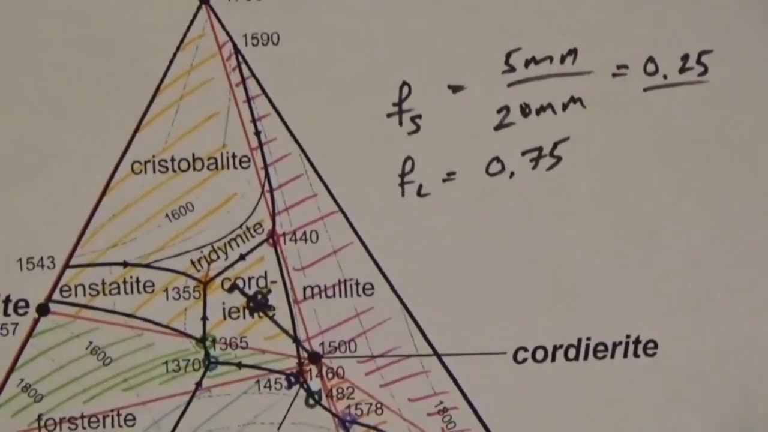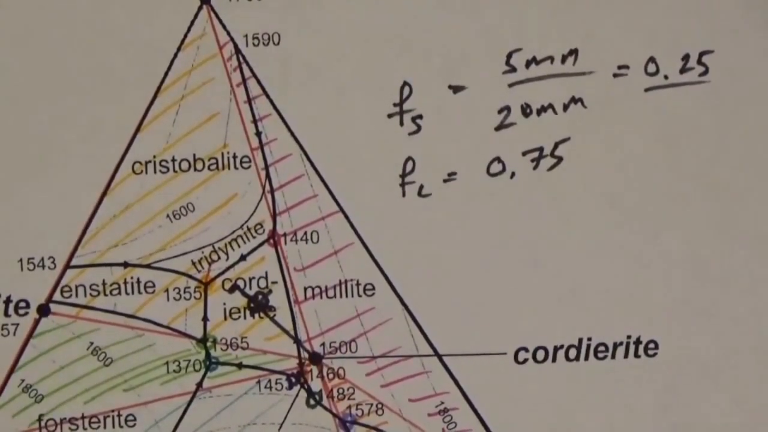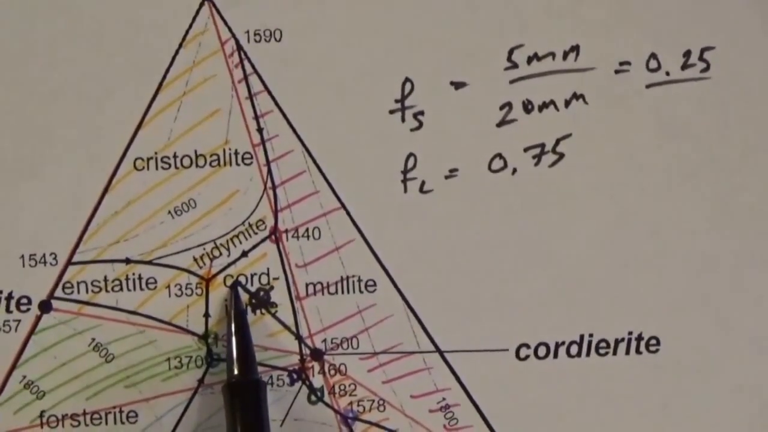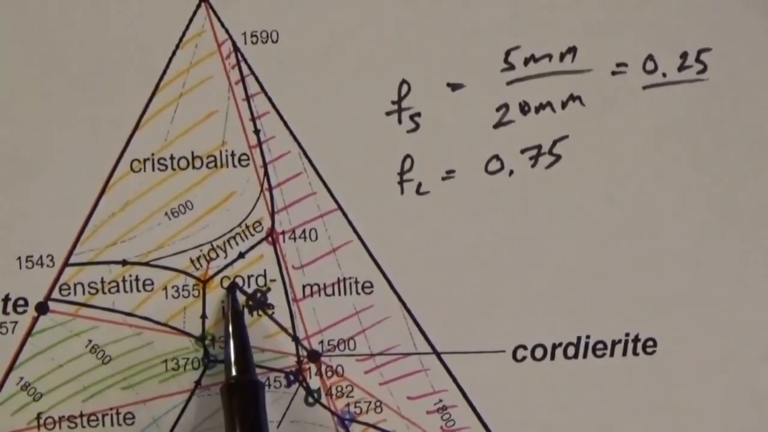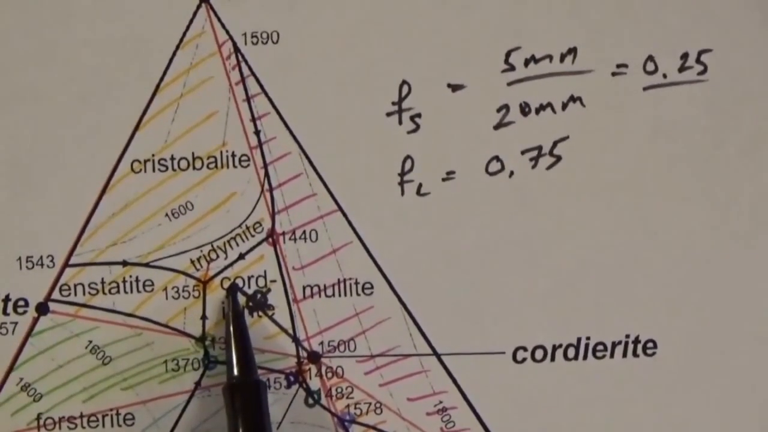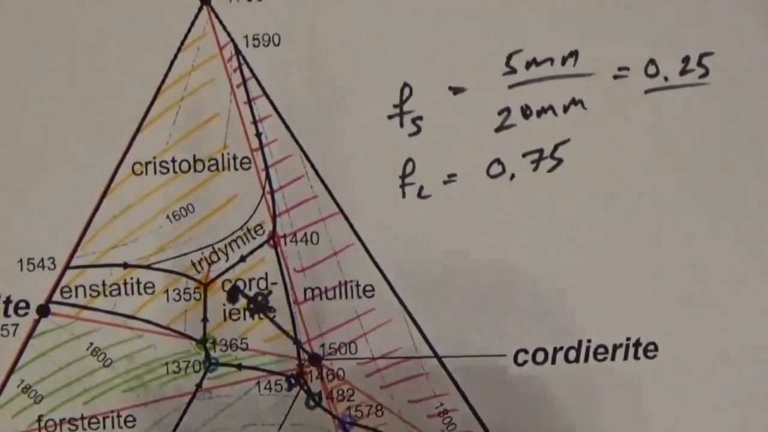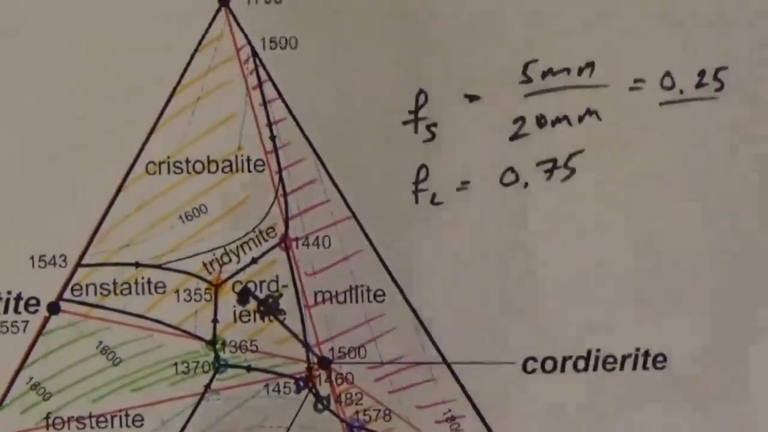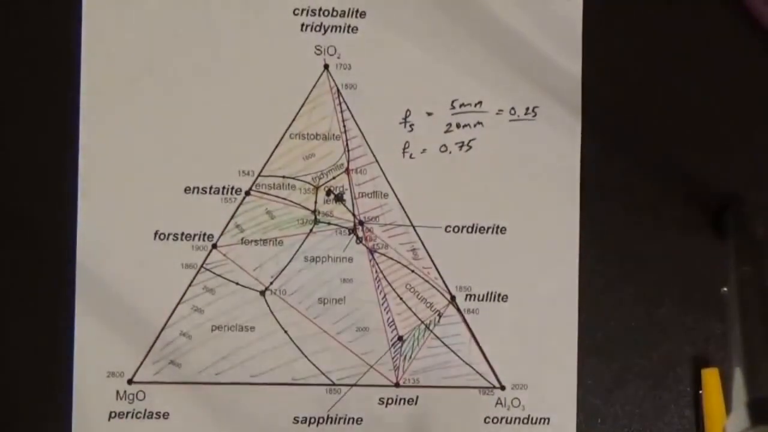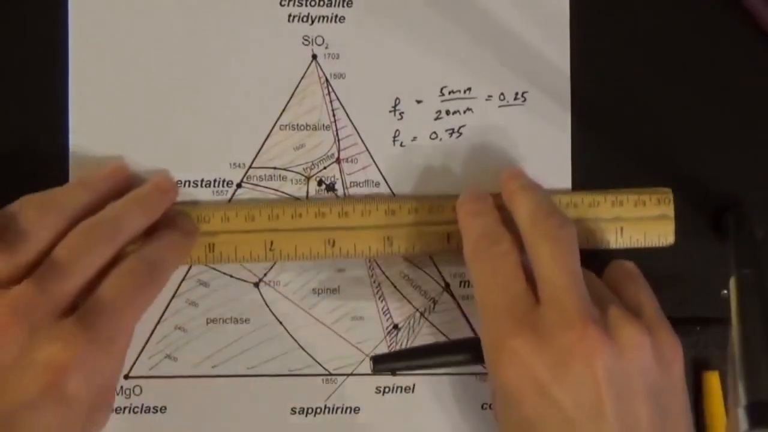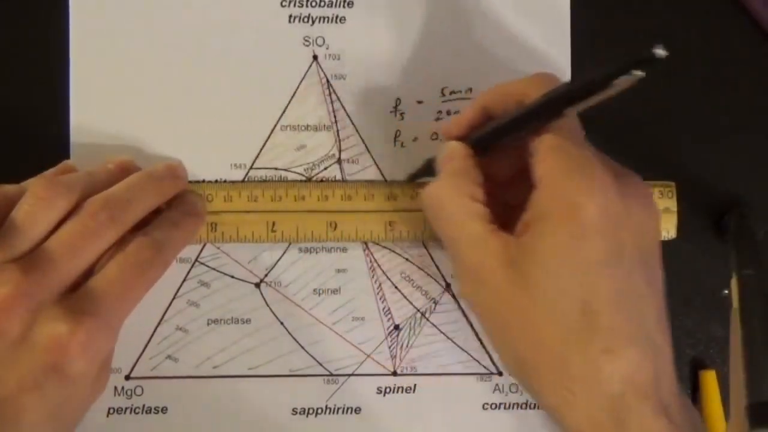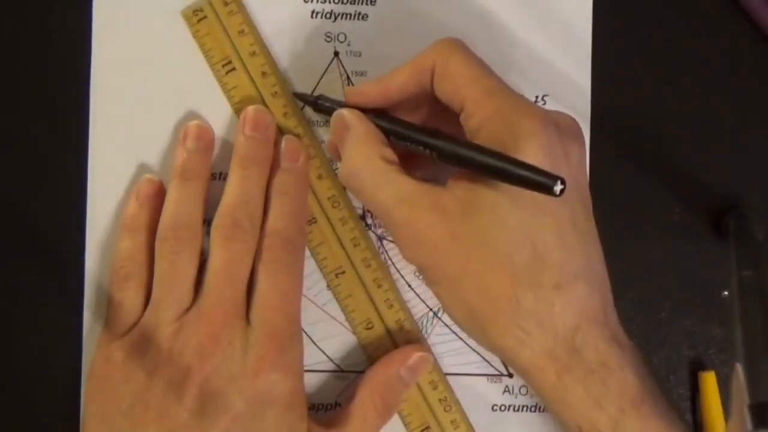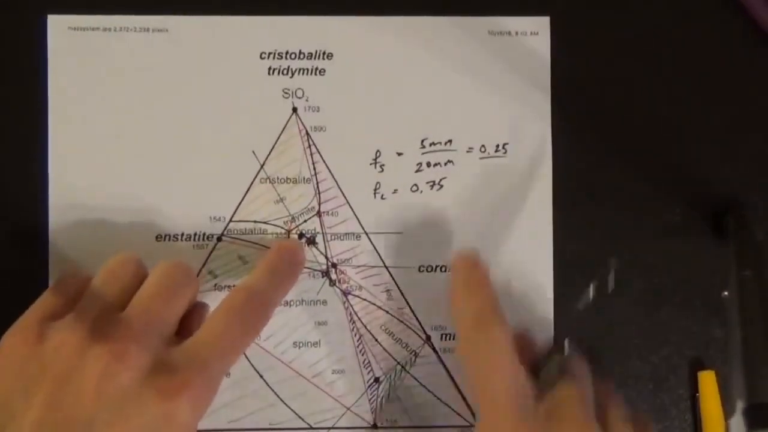We say, what's the composition of the liquid? Well, we can read the composition of the liquid. It's at that point, right? It's the point where the tie line touches the liquidus surface as given by the isotherms. And what you could do is use the compositions on the corners, and you could actually do this, like that, to determine the composition of the liquid.